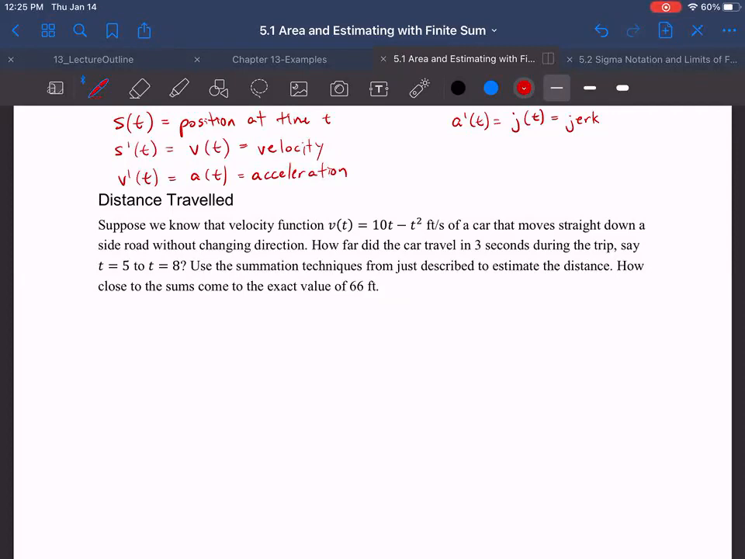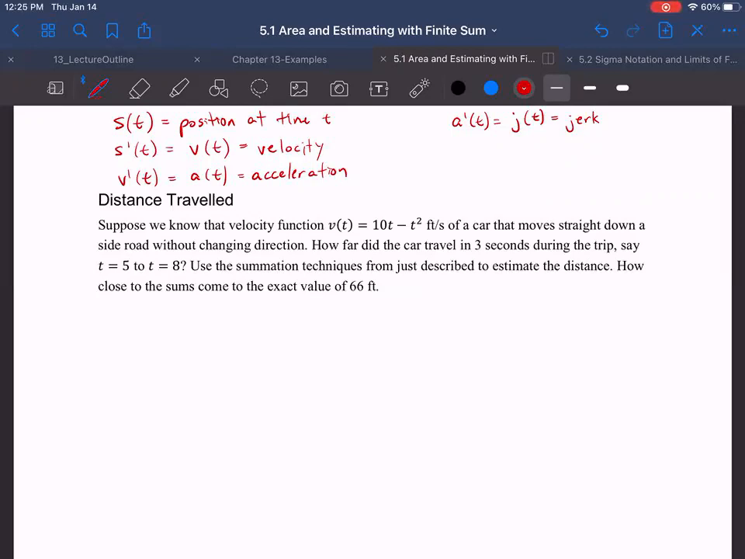So let's pretend here, suppose we know that the velocity function v of t is 10t minus t squared feet per second of a car that moves straight down a side road without changing direction. How far did the car travel in 3 seconds during the trip? Say t equals 5 to t equals 8. Use the summation techniques just described to estimate the distance. How close to the sums does it actually come of 66 feet?